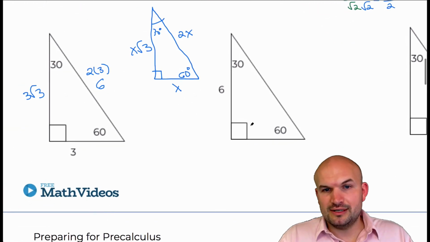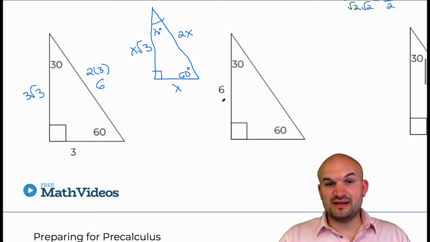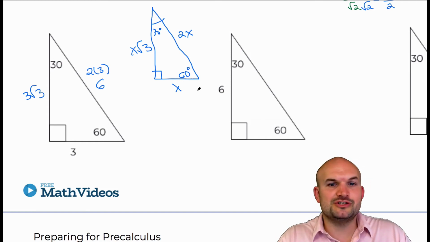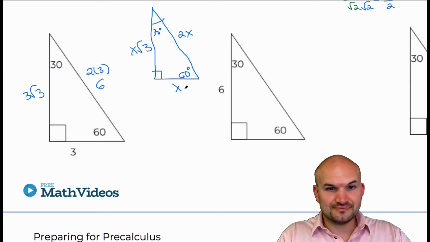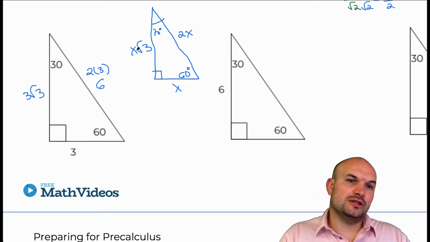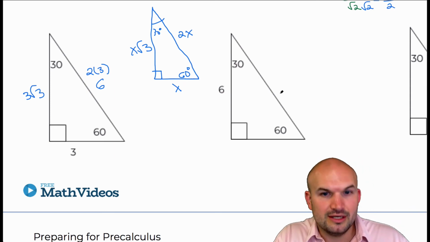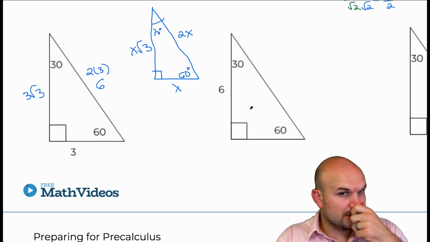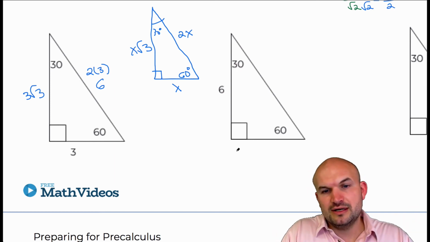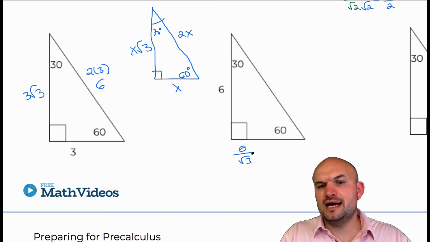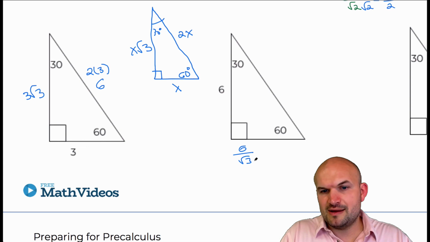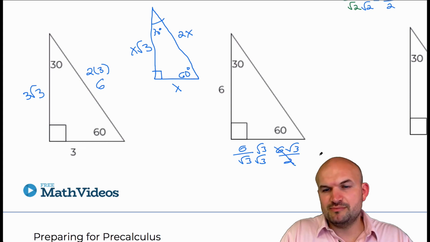In this next one, again, you can see that now I'm given the long leg. And again, going back to that relationship idea, if you're given the short leg, to go to the long leg, you multiply by the square root of 3. So to go from the long leg to the short leg, you're going to have to divide by the square root of 3. So in this case, I'll have 6 divided by the square root of 3. Now again, we're going to want to simplify this. So if I multiply by the square root of 3 over the square root of 3, I'm going to get 6 square root of 3 over 3, which can be simplified to 2 square root of 3.